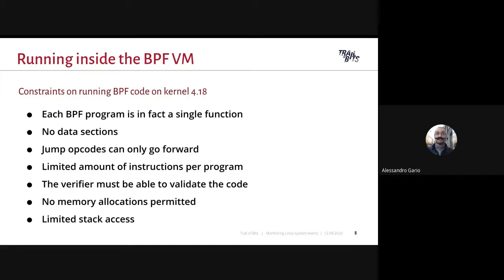Jumps can only go forward, and this affects how loops are built because we have to unroll them. Additionally, given that we only have a limited amount of instructions, the code can only loop for as many times as the remaining code space we have allows for it. Code is verified before it is run. In general, if you always check your errors and initialize the memory, the program will never be rejected.